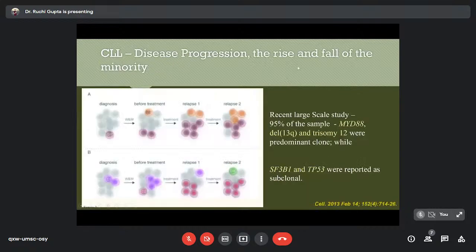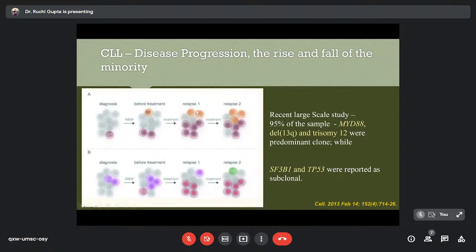So this is just a diagrammatic representation of what I just said: disease progression, the rise and fall of the minority clones, and so on. If you see, initially this is the small clone of CLL cells, and since the clone was small at diagnosis, the best treatment offered to the patient was wait and watch. Gradually, during that period, another clone has evolved. Now you have started treatment since the patient must be manifesting symptoms.